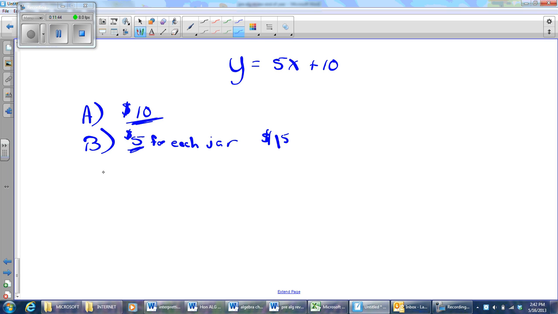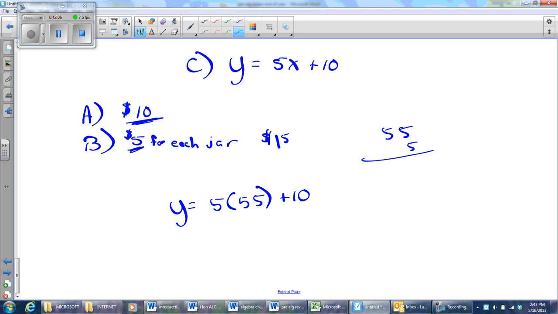So question C says, write a linear equation. I already did that. There's my answer to C. And then use your equation to predict the amount of money Brendan will have spent if he purchases 55 jars. All I'm going to do is 5 times 55 and add 10. So let's see, 55 times 5, carry that 2, 25, 27, plus the 10, looks like it's going to be $285 for a total of 55 jars of jelly.